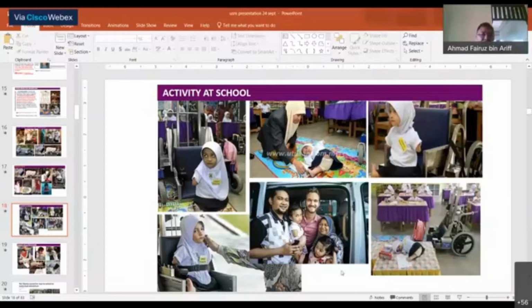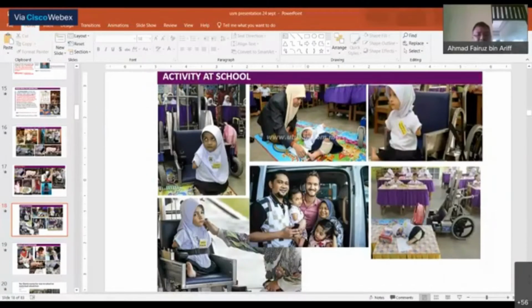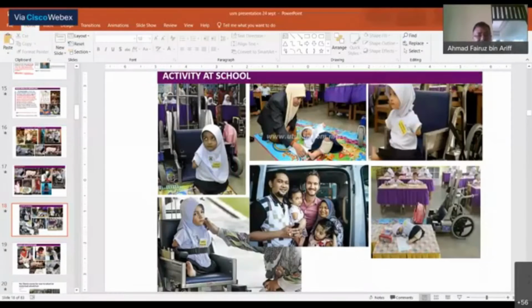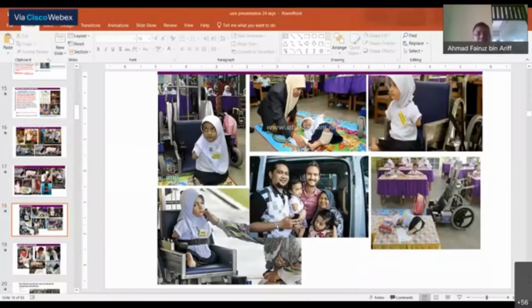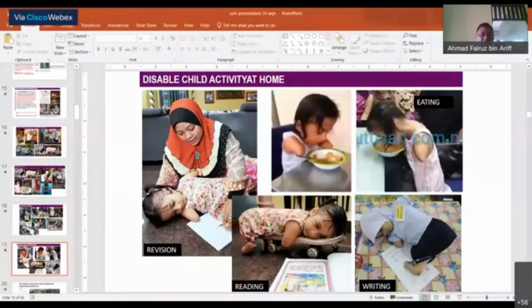Okay, so this is the scene of how the activity is done in school. Okay, so a bit embarrassing. Okay, so dedicated for her to write on the table. Okay, this is the father and this is the family. Yeah, this is at home. So activities, how the child has been trained. Okay, so reading, writing, and so forth.